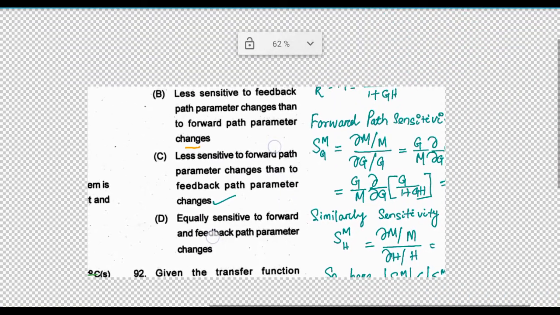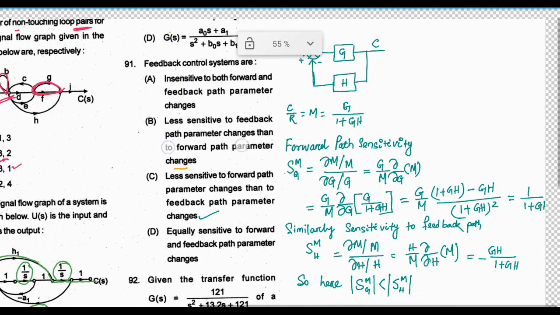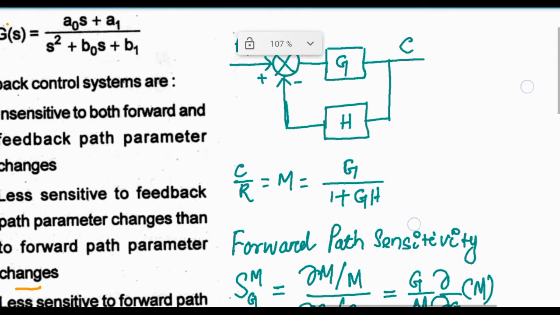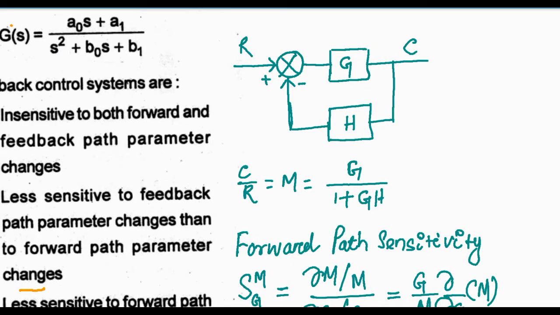We have to find out the sensitivity of a feedback control system with respect to both the forward path parameter and the feedback path parameter. Here is the given transfer function of the control system, and what will be the transfer function for this one? G by 1 plus GH. I am omitting the S. Here I have taken a negative feedback system because generally we take negative feedback for better control.